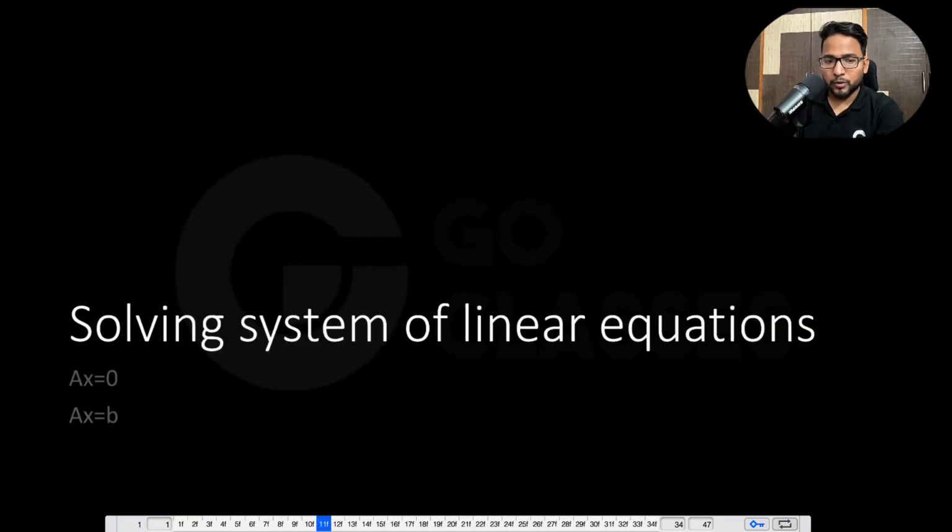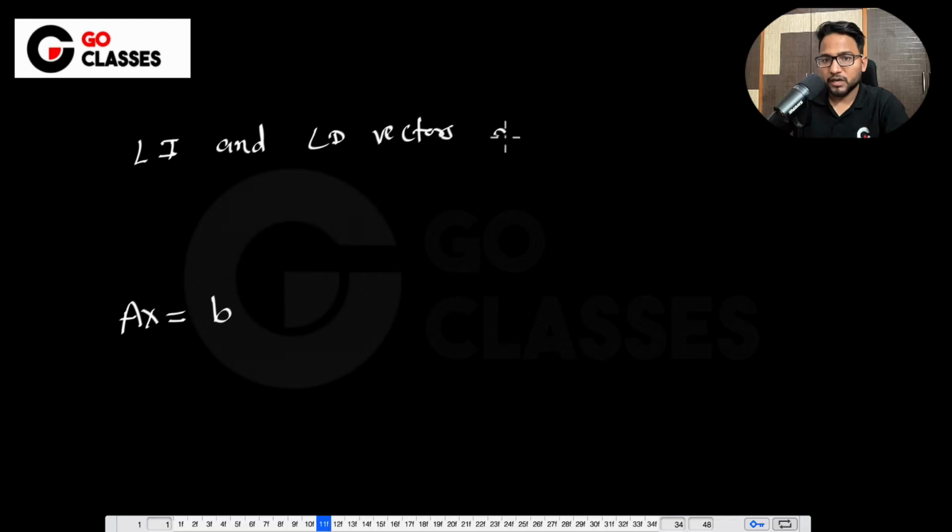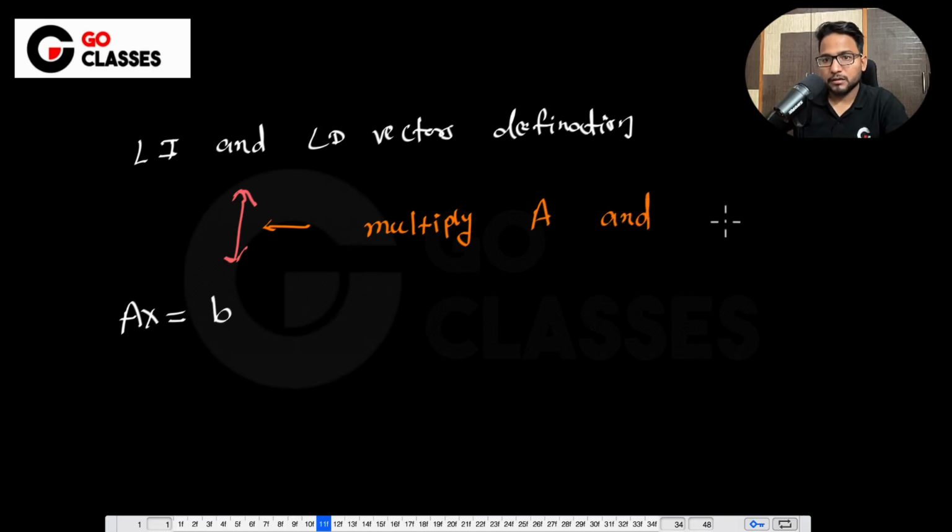Now, the equation that we are solving, or the set of equations, which is Ax equal to 0 or Ax equal to b, what is the relation between this and the definitions of linearly independent and linearly dependent vectors that we have seen? Which means how are the definitions of linearly dependent and independent and Ax equal to b related? So there is one thing which is relating these two. Can you tell me what that thing is? That thing is multiplying a matrix and a vector.